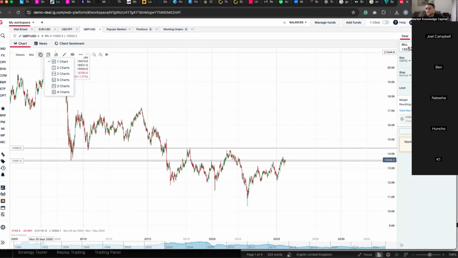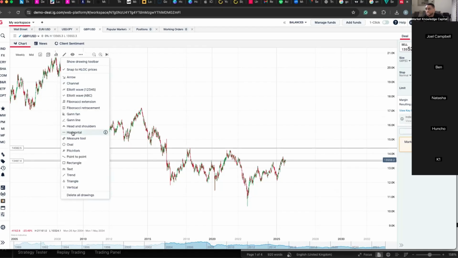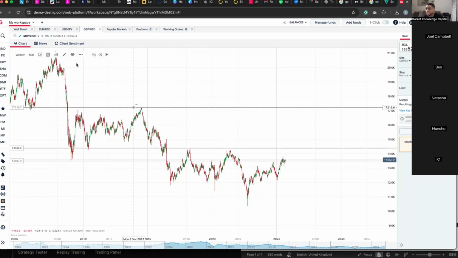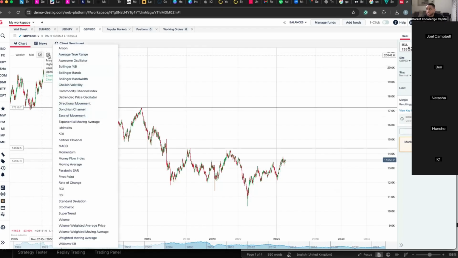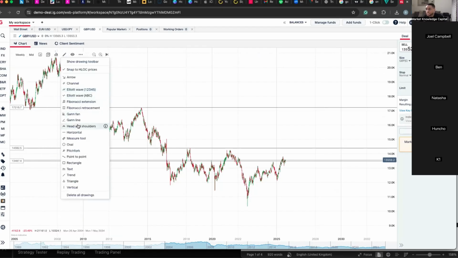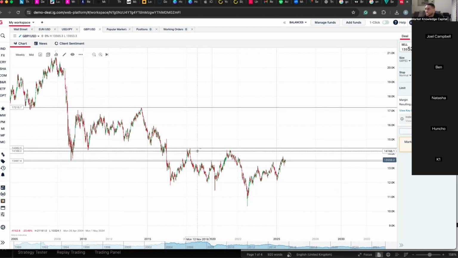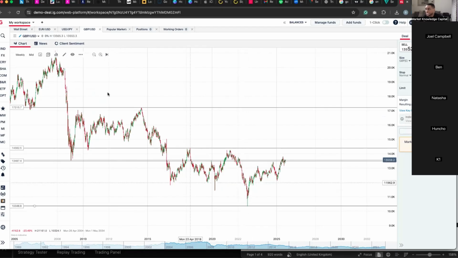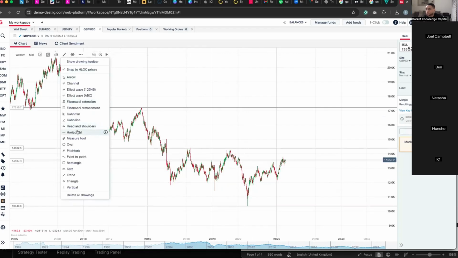Don't get into a habit of putting lines everywhere on your chart. Because if you start putting lines on your chart, number one, it's going to become very messy. Some people literally trade like this. They say, oh, it bounced off this area, I'm going to put a line there. It bounced off this area, I'm going to put a line here. It bounced off this area, I'm going to put a line there.